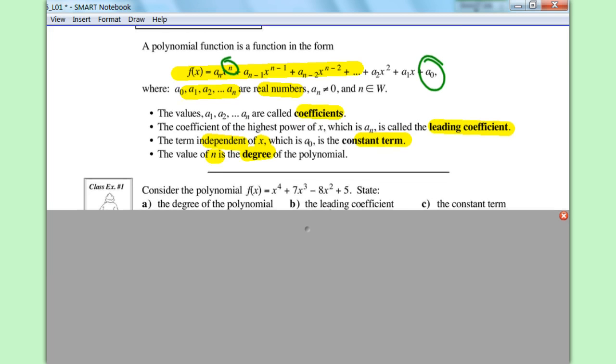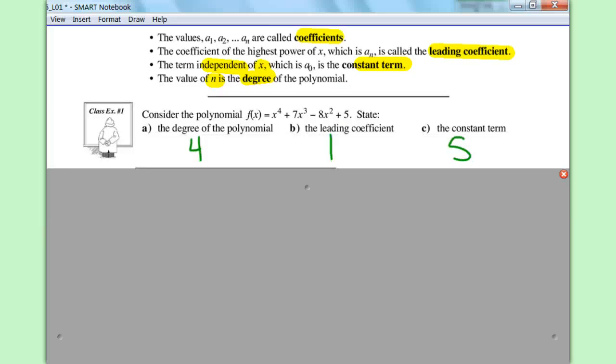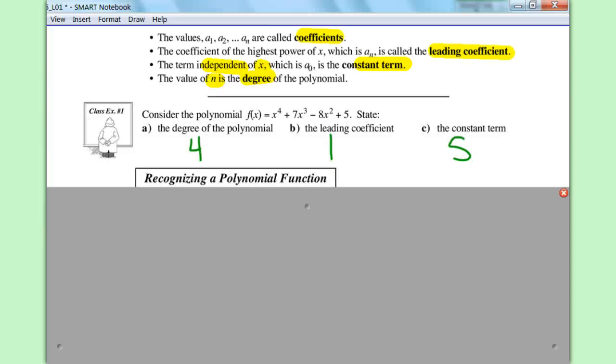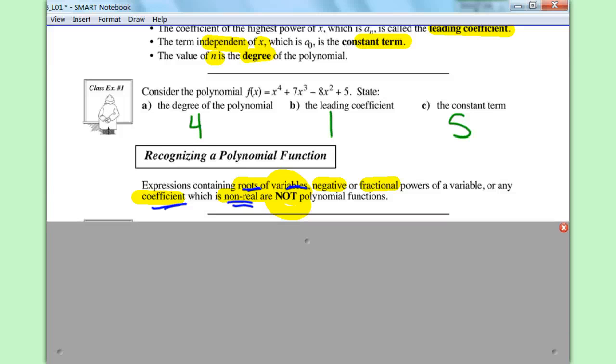Example 1: state the degree, the leading coefficient, and the constant term of each of those. Complete it and come back to see whether you understood those terms. Okay, the degree was 4, the leading coefficient was 1, and the constant was 5. Please ask tomorrow if those didn't make sense.